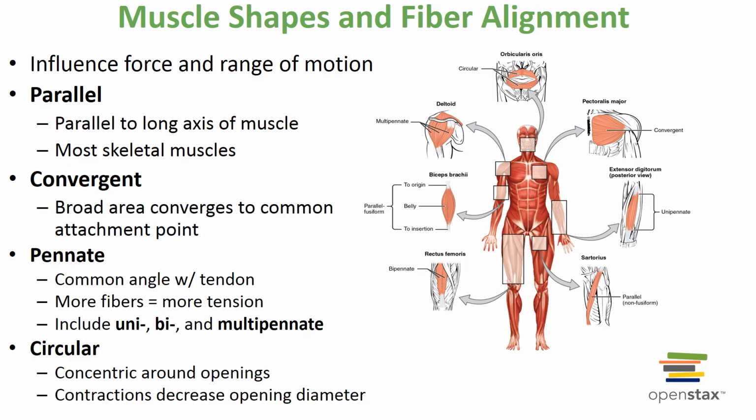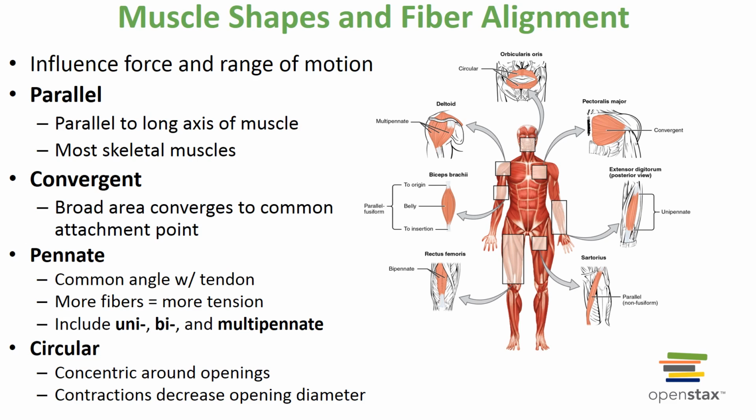Now, muscles have their own shape and fiber alignment. And here we can see different shapes and fiber arrangements. Circular, which are also called sphincter muscles, are when the fascicles are arranged in concentric rings. Convergent is when the muscle has a broad origin and the fascicles converge toward a single tendon or insertion. An example would be the pectoralis major.